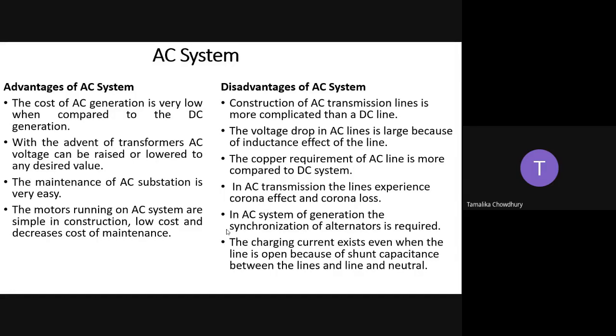Next is that AC transmission lines experience corona and corona loss. Corona is a phenomenon; this term corona, don't get it confused with any biological term.